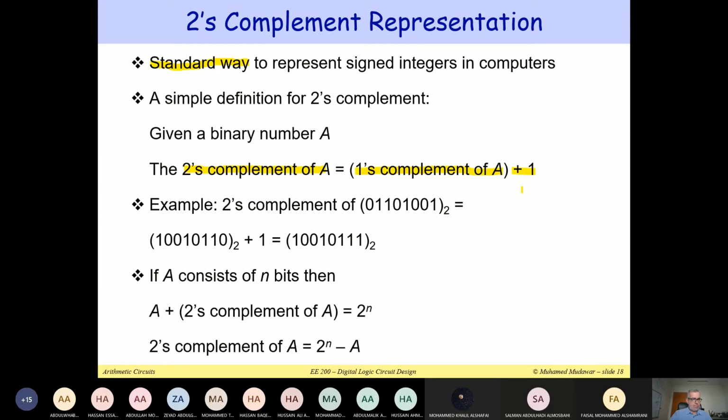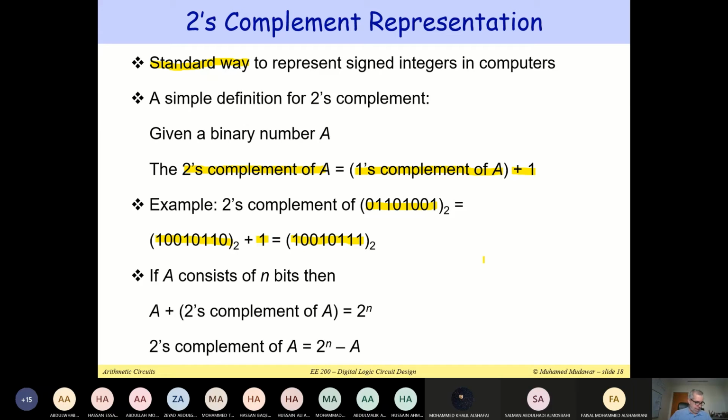And we have seen many examples. If you would like to take the 2's complement of this number here, what you have to do is invert the zeros and the ones. So this 0 becomes a 1, the 1 becomes a 0. So this is the 1's complement. And then you add plus 1. So this is the 2's complement.